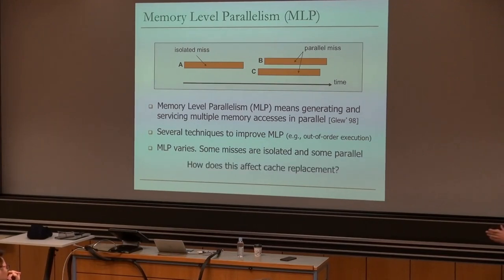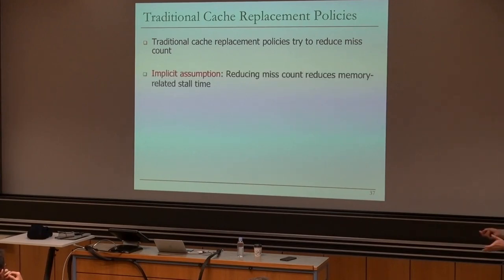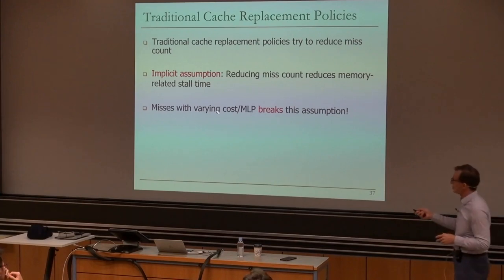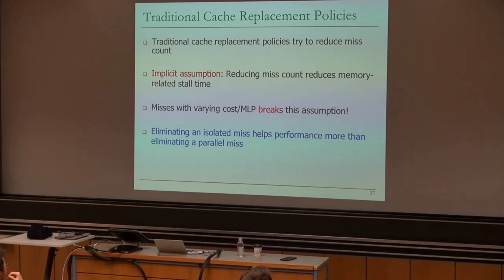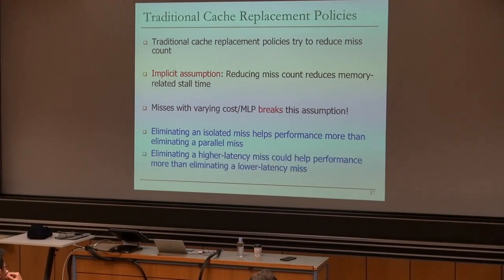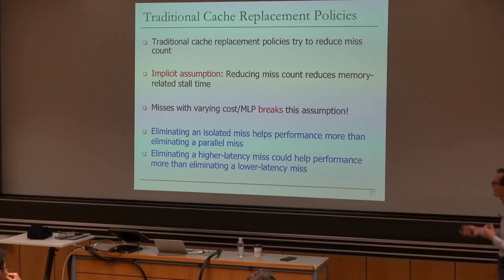So how does this affect cache replacement? That's the question we asked circa 2005 or so. Traditional cache replacement policies try to reduce miss count in general. An implicit assumption is that reducing miss count reduces memory-related stall time, which is good for reducing the stall of the processor. But misses that have different costs, or different memory level parallelism, break this assumption. Eliminating an isolated miss helps performance much more than eliminating a parallel miss, and I'm going to give you examples of this. Eliminating a higher latency miss could also help performance more than eliminating a lower latency miss, depending on how fast the miss is serviced. We're not going to tackle this, but if you generalize the idea, you should be more cognizant of it.